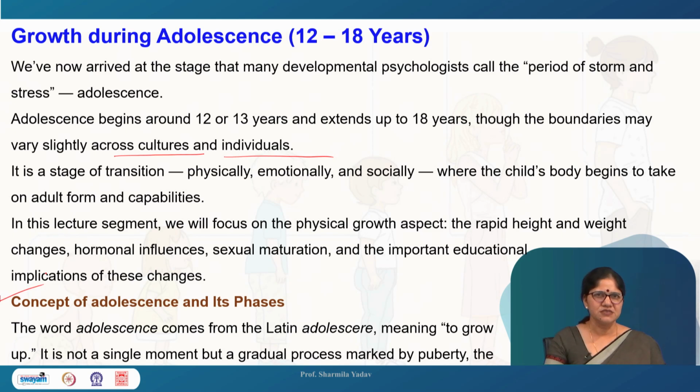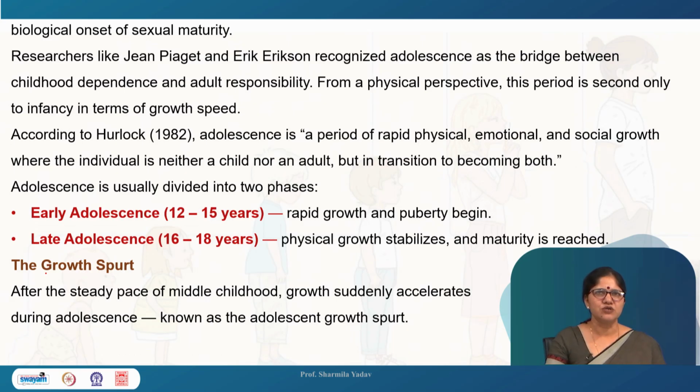The word adolescence comes from the Latin word adolescere, meaning to grow up. It is not a single moment but a gradual process marked by puberty, the biological onset of sexual maturity. Researchers like Jean Piaget and Erik Erikson recognized adolescence as the bridge between childhood dependence and adult responsibility. From a physical perspective, this period is second only to infancy in terms of growth speed.